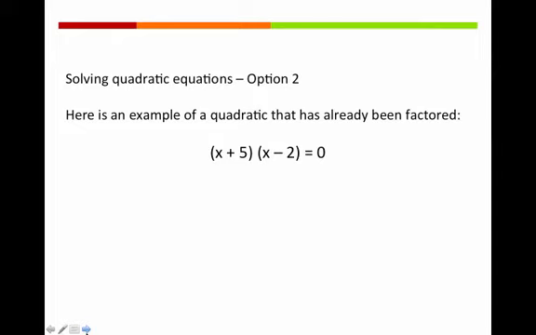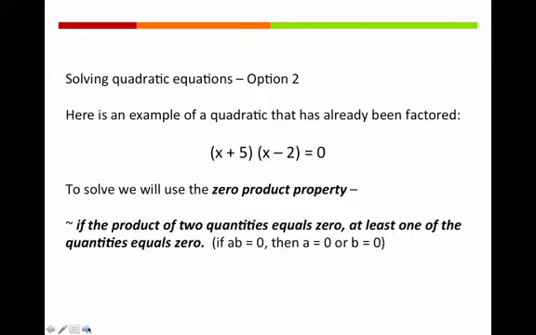I've got x plus 5 times x minus 2 equals 0. So we have what is known as the zero product property, which will help us solve this quadratic. The zero product property tells us that if the product of two quantities equals 0, then at least one of those quantities equals 0. So if A times B equals 0, then either A has to be 0 or B has to be 0 in order for the product of those two numbers to equal 0. And that should make some sense.